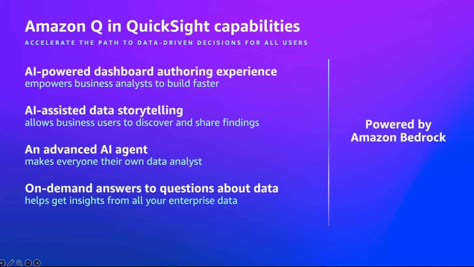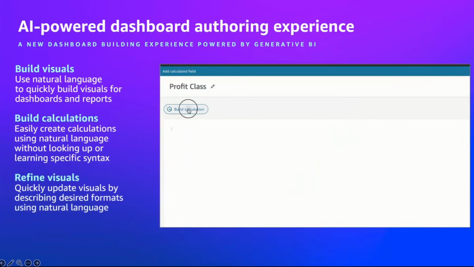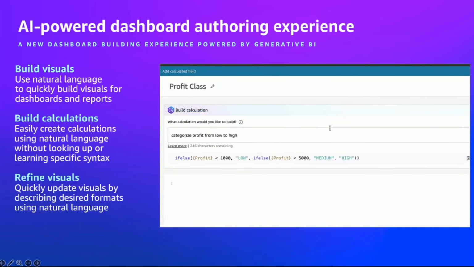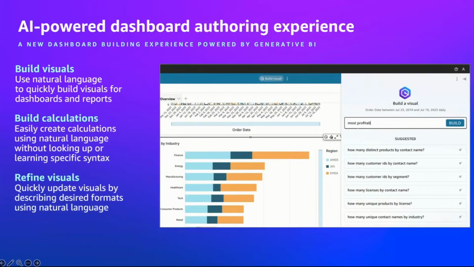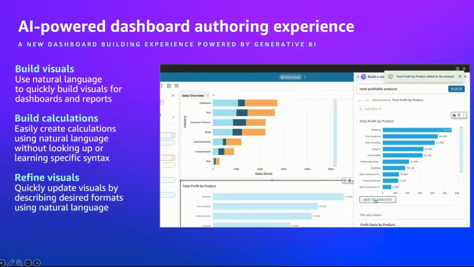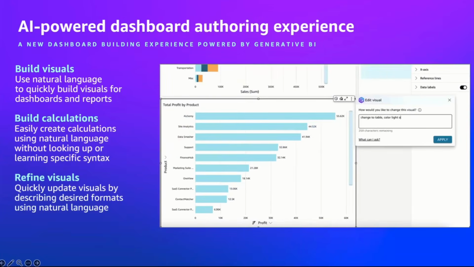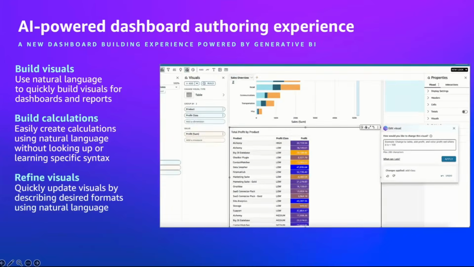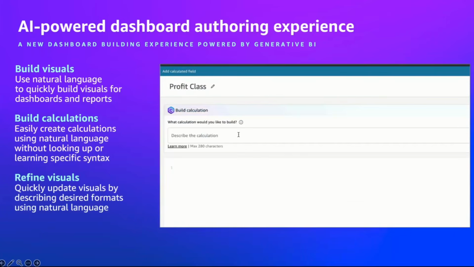Now looking a little closer at each of these capabilities, starting with the AI-powered authoring experience, this feature allows you and your analysts to build visuals, build calculations, and refine visuals, all using natural language. So this is aiming to accelerate that time to build dashboards and reports from hours to minutes. As you can see while the video on screen plays, you don't have to learn tool-specific syntax to create calculations. And instead of building visuals using the normal drag and drop experience you may already be familiar with if you've used QuickSight before, you're now able to describe what visuals you want in plain English. And each of these AI-powered authoring capabilities are available for your Author Pro users.